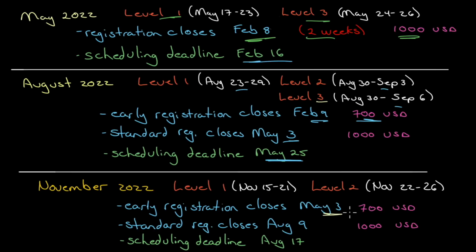Early registration here closes May 3rd. You got some time, $700. But then again, if you know that you are going to be registering for November, may as well get it out of the way now or soon, just in case you miss that May 3rd deadline. Standard registration closes August 9th, and your scheduling deadline is August 17th.